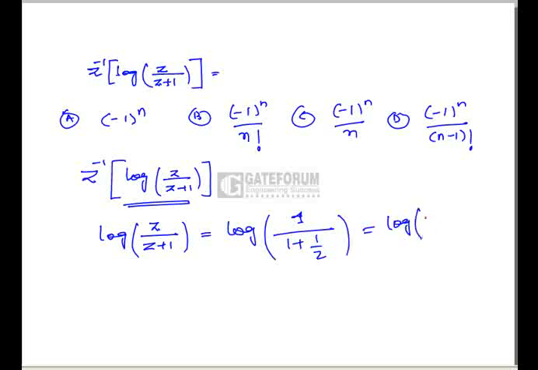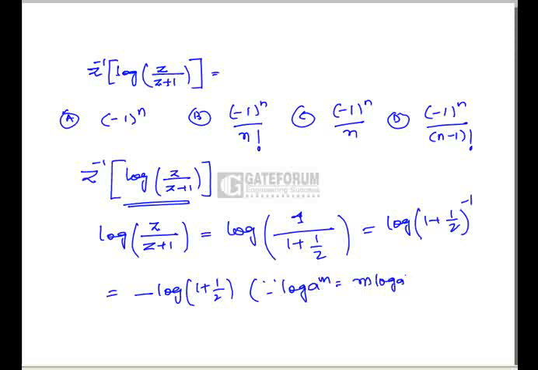can be written as log of 1 plus 1 by z whole inverse, which is minus logarithm of 1 plus 1 by z, since log a power m is nothing but m log a. Minus of logarithm of, it is in the form of 1 plus x. Now logarithm of 1 plus x is nothing but minus of logarithm of 1 plus 1 by z.